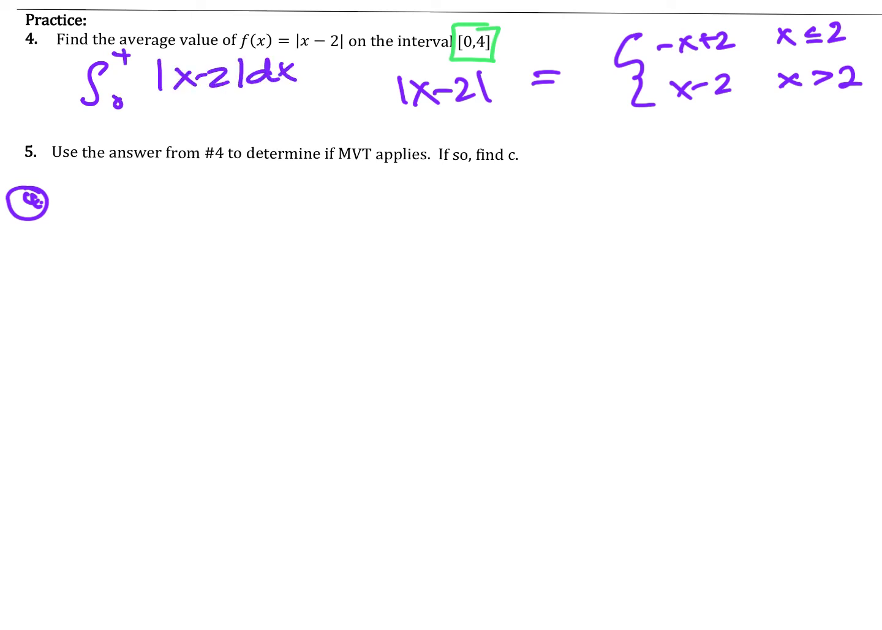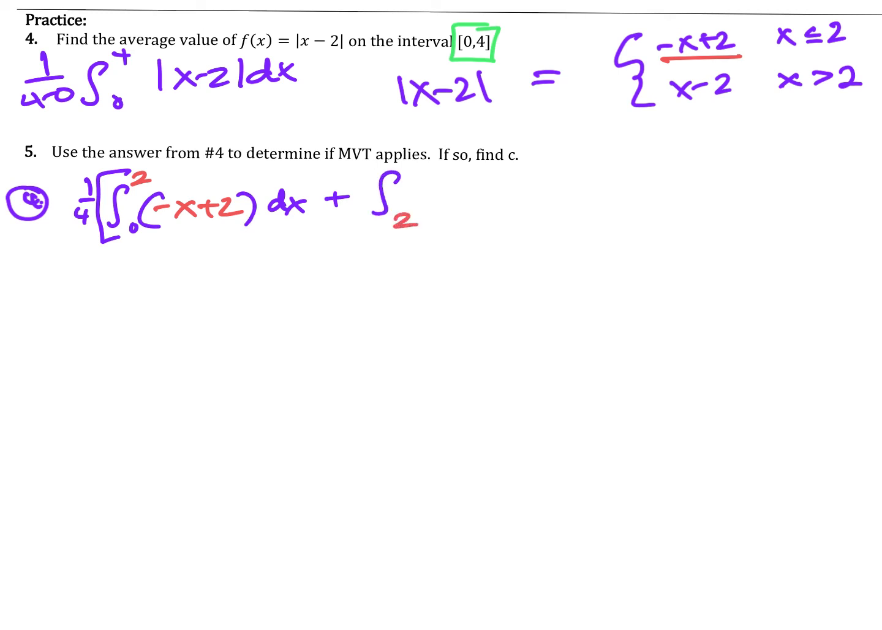But if I'm going to rewrite this, I should have 1 over 4 minus 0 here. This is going to be 1/4 times the integral from, oops, not from 0 to 4, but from 0 to 2 of this piece, negative x plus 2 dx, plus the integral from 2 to 4 of this piece, x minus 2. So we're just adding a little bit of a challenge with the fact that it is an absolute value, which means we have to split it into 2 separate integrals.